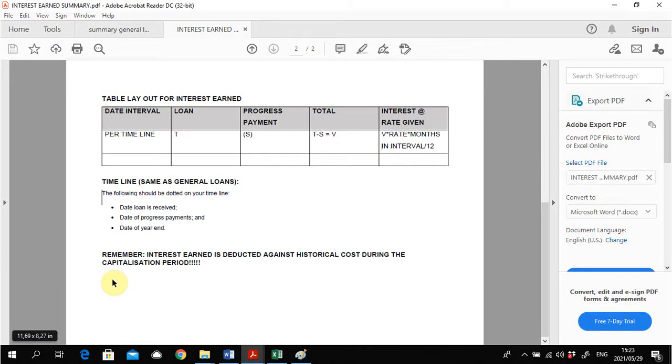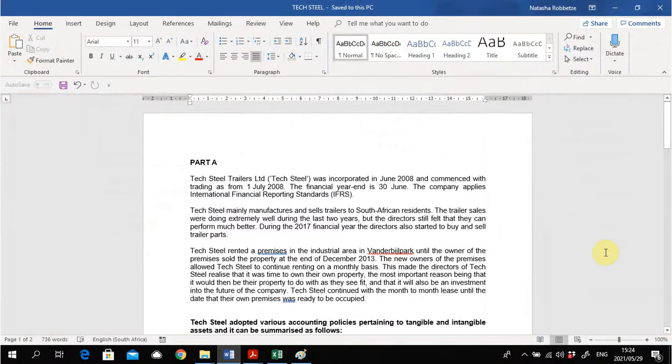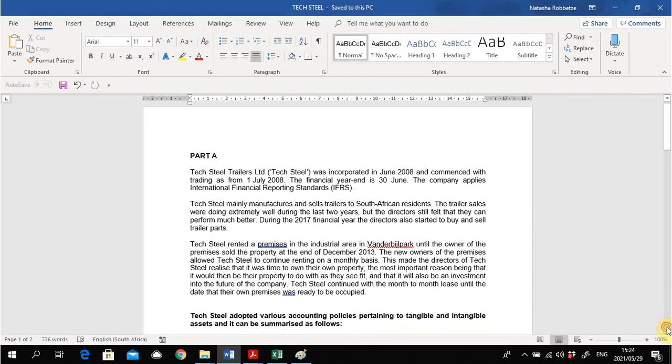Then in the final note, I also said that interest earned is deducted against the historical cost during the capitalization period. So please remember, if there is an instance where interest is earned, you need to go and look at your capitalization period. And during the capitalization period, this interest earned is not recorded as income. It is recorded as a deduction against the cost price of the asset that you are constructing in terms of this borrowing cost. The question that I want us to look at is called Textile.